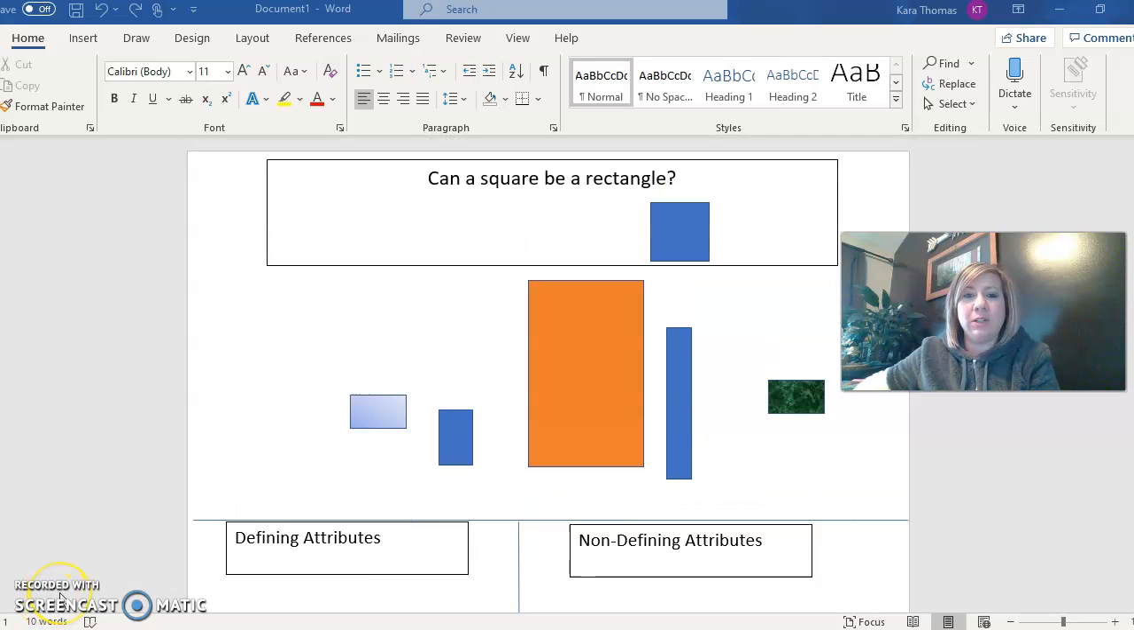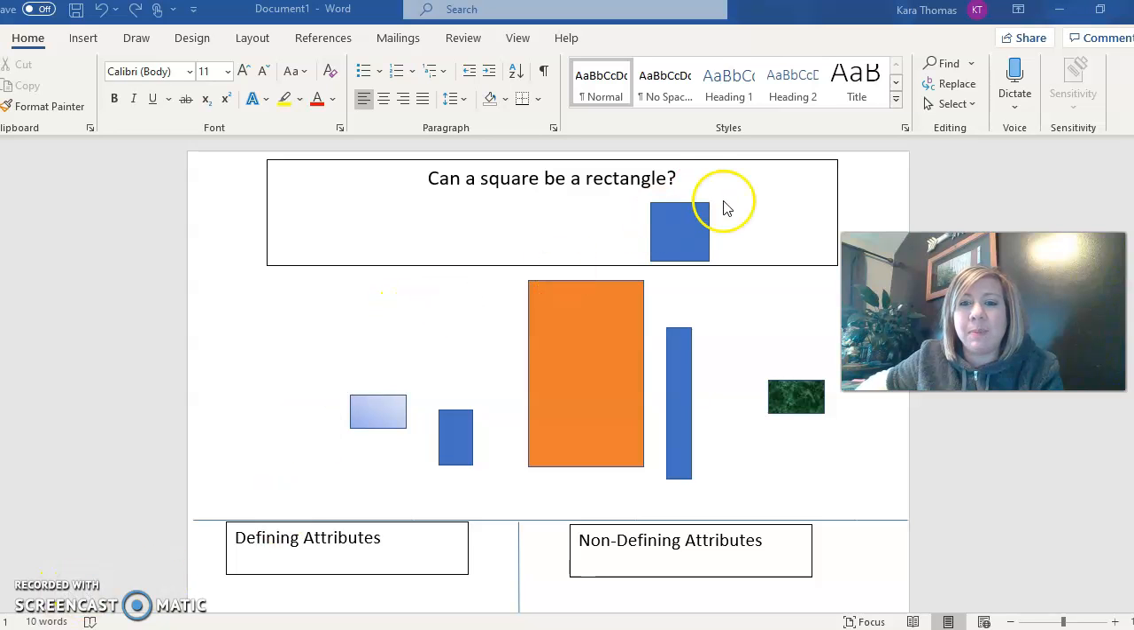Today we're going to do some math. Before we start, I have a question for you. Can a square be a rectangle? Answer in your brain, and keep it in there because we're going to find out by the end of the video. Right here is my square.